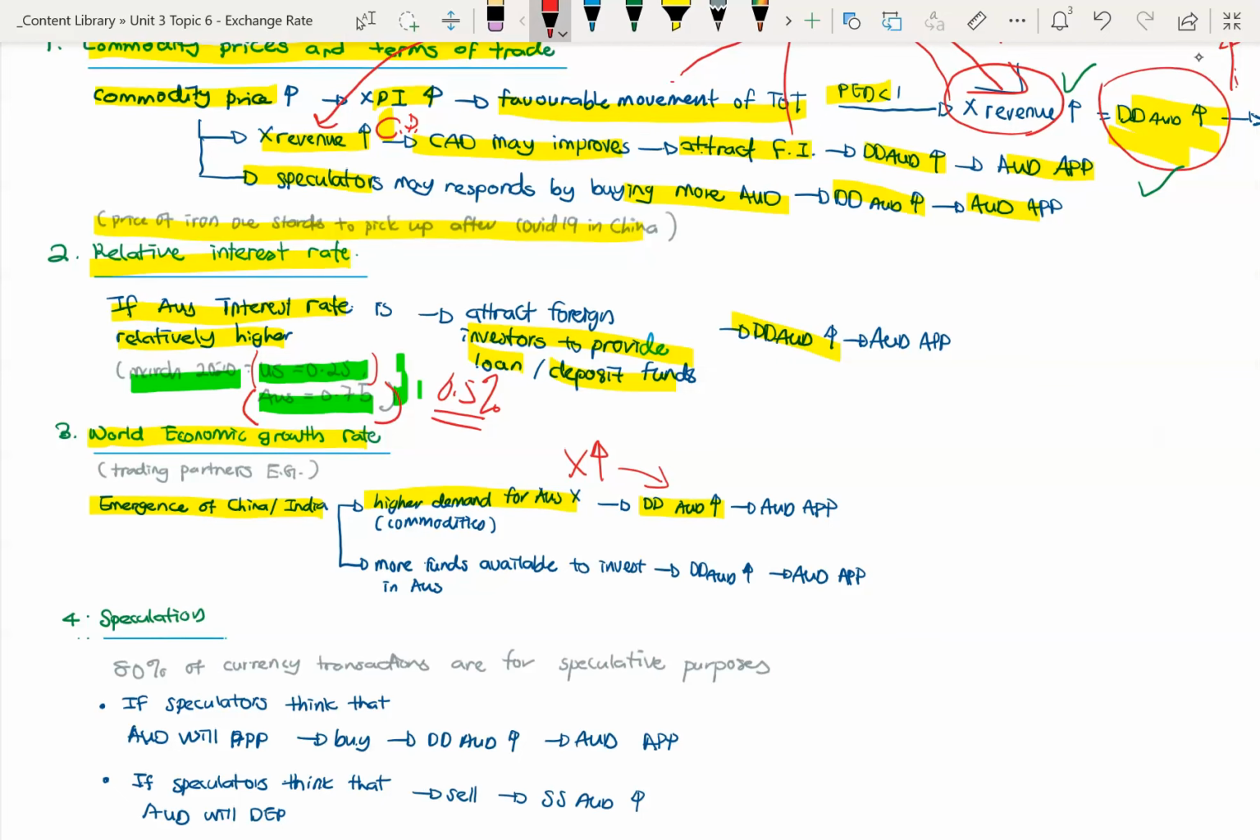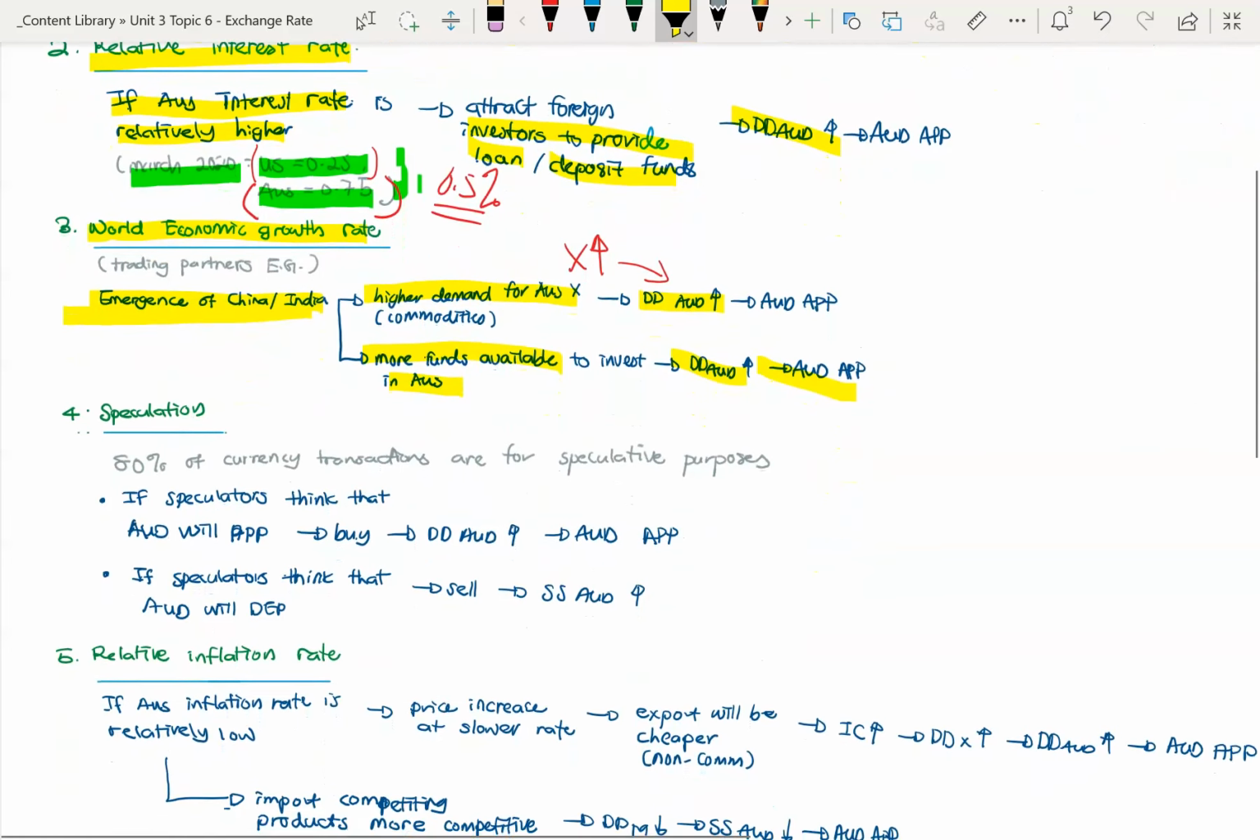Okay, and we say more funds available. When their country is emerging, they got more money, so they can invest in Australia. Then if they were to invest, definitely we are looking at the fact that demand for Australian dollar would rise and Australian dollar would appreciate.